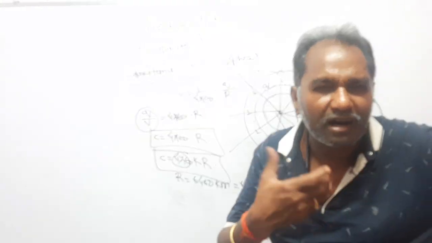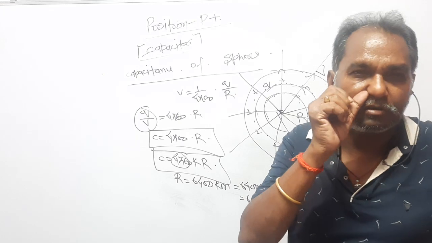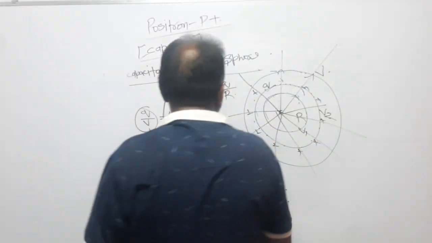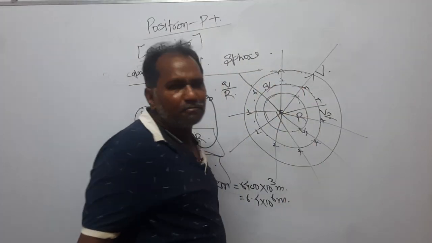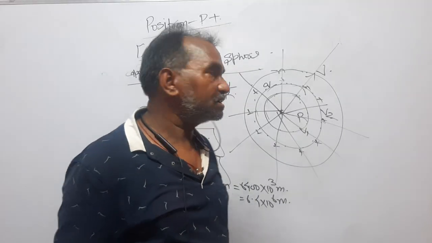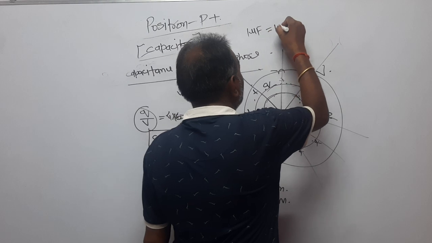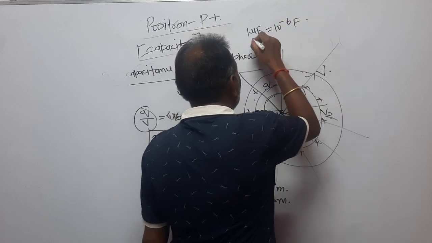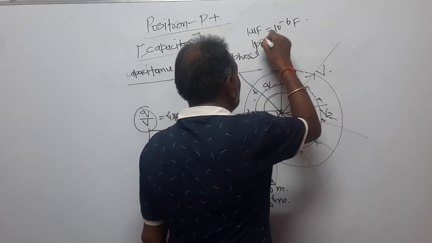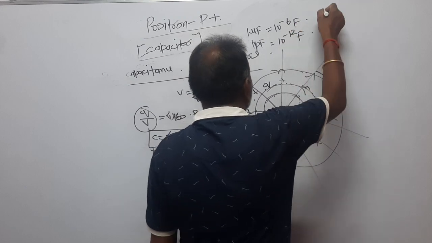That is why we talk about microfarad, picofarad, nanofarad, right? Dear student, farad is the unit of capacitance, and 1 microfarad works out to be 10 to the power minus 6 farad, and 1 picofarad works out to be 10 to the power minus 12 farad, right?